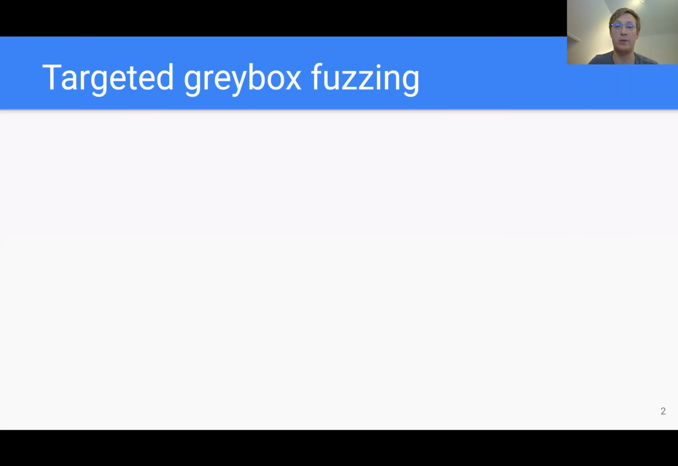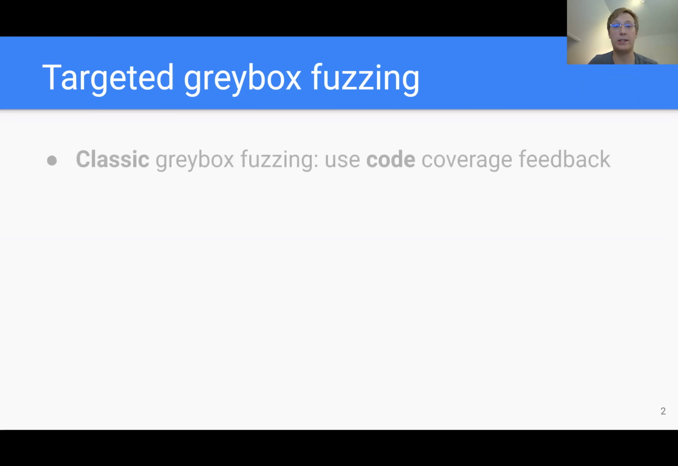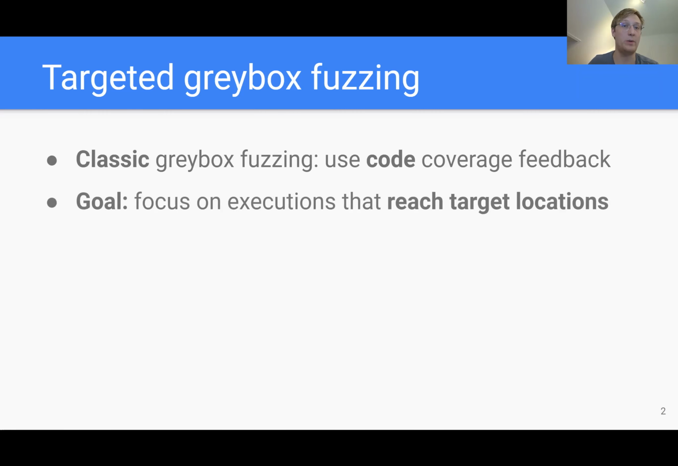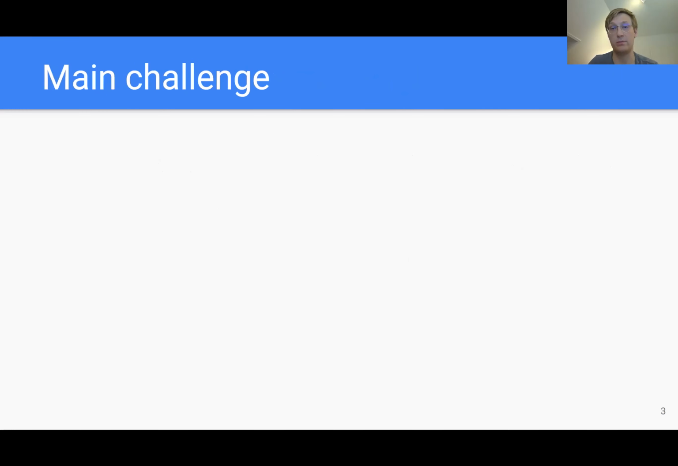What is targeted Greybox fuzzing? Let's look at classic Greybox fuzzing first. It's an automated test case generation technique that uses code coverage feedback to guide the testing process. The goal behind targeted Greybox fuzzing is to focus on executions that reach certain target locations in the code. Examples would be newly added code or code that results in static analysis warnings.